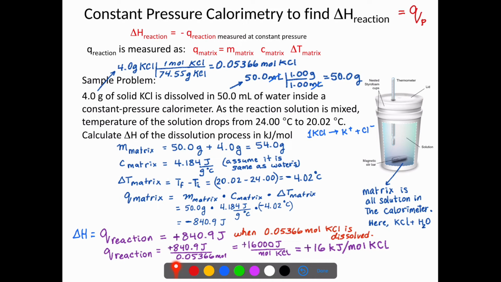All right, moving on to another question, but this time it's not a dissolution. Let's see a reaction between an acid and a base.